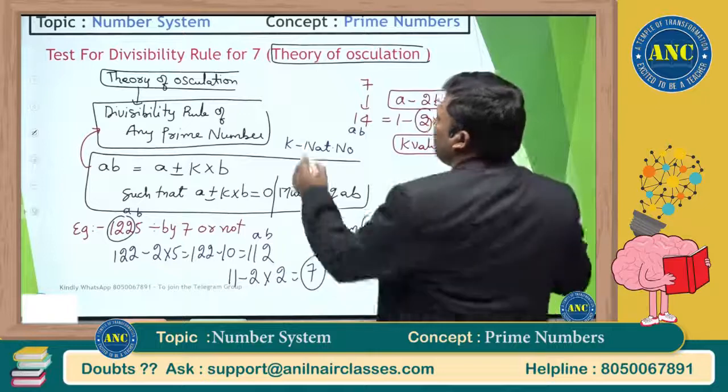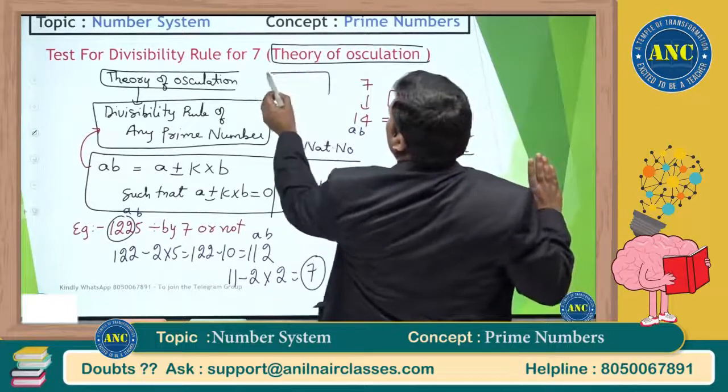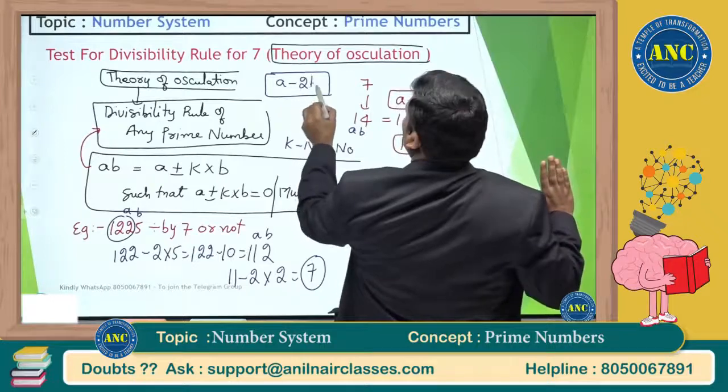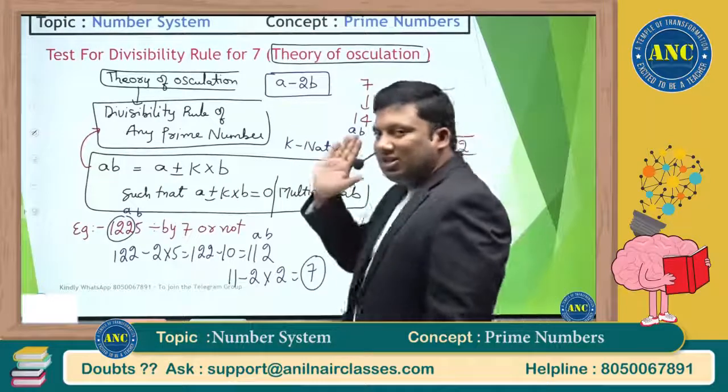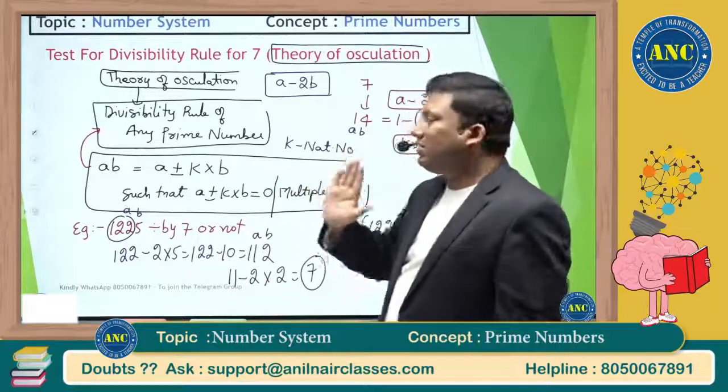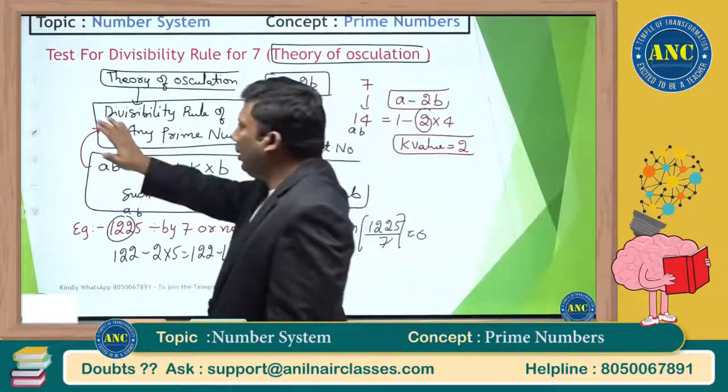Yes. So what is the divisibility rule for 7? The divisibility rule for 7 is A minus 2B, where B is the unit digit and A is the rest of the number. I hope the idea is clear.